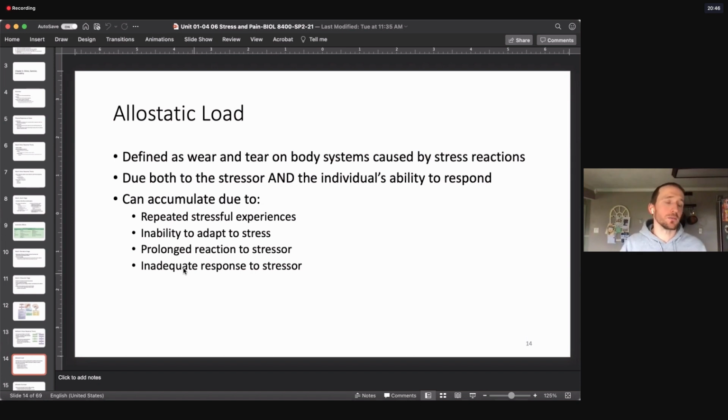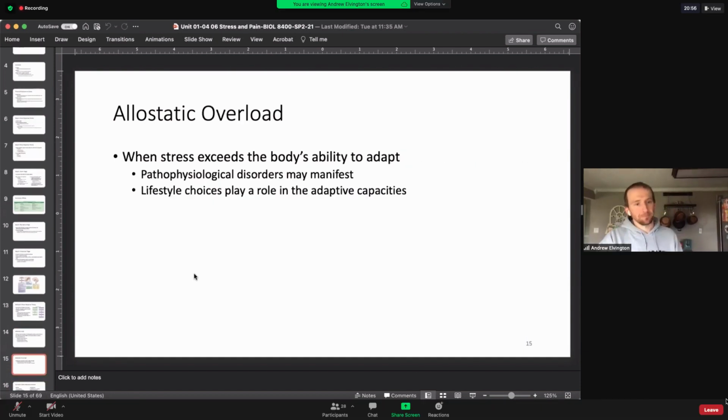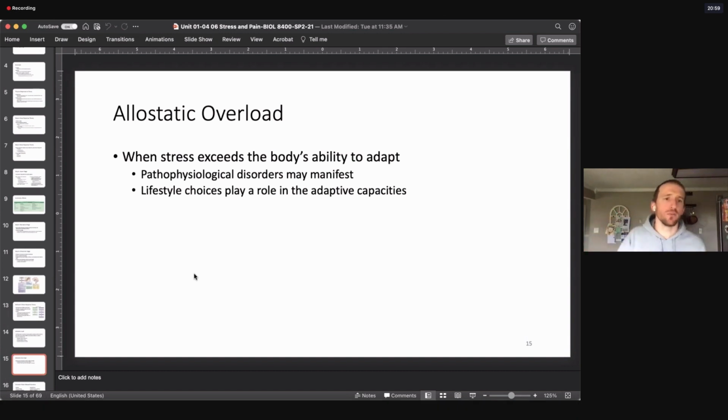In some cases, your body doesn't respond the way it should, right? So small things maybe evoke a very strong stress response, or vice versa, strong stressors don't evoke a strong enough response. And this can lead to allostatic overload. That's the point where the stresses overwhelm the ability of the body to adapt. Many pathophysiological disorders can manifest into a stress response. But it's not just what's happening within the body. It can also be lifestyle choices, both to detriment, but also to adaptation, to coping mechanisms.